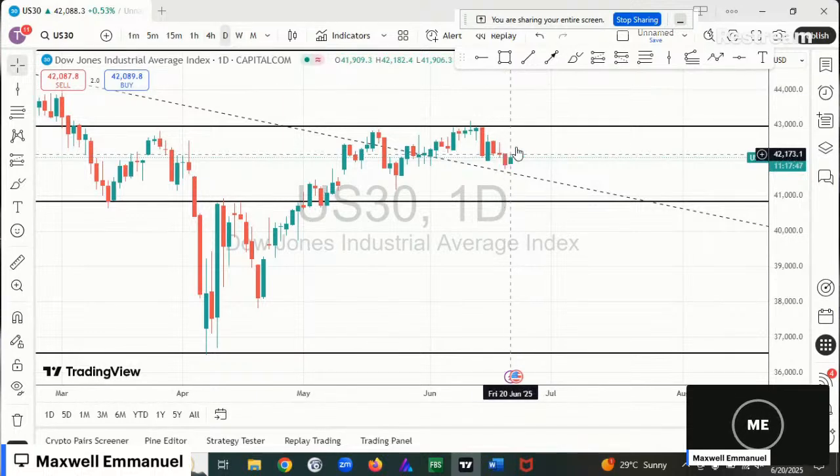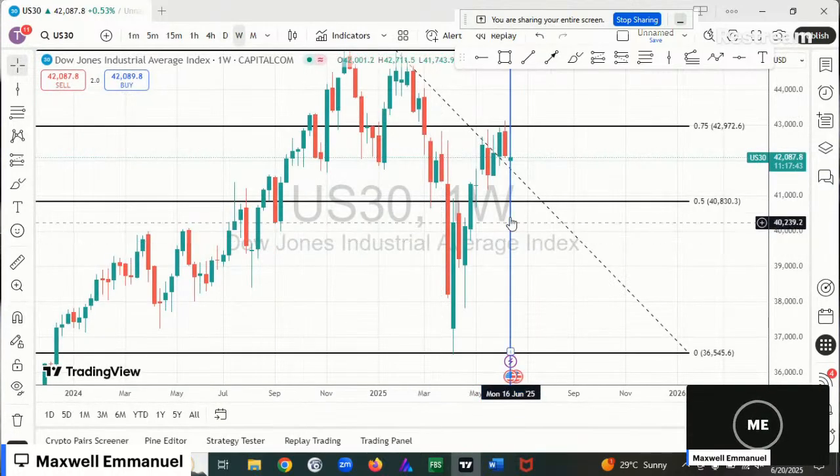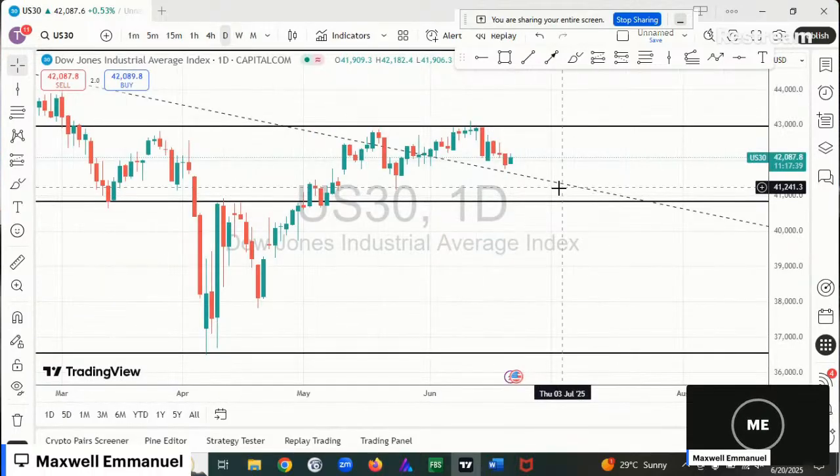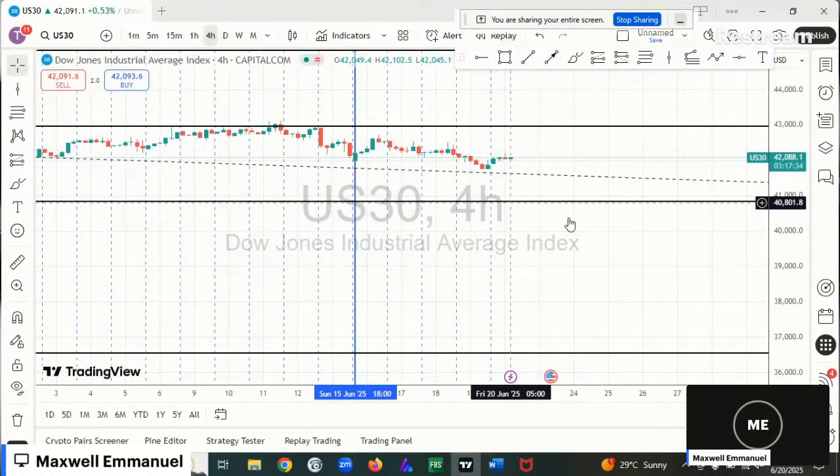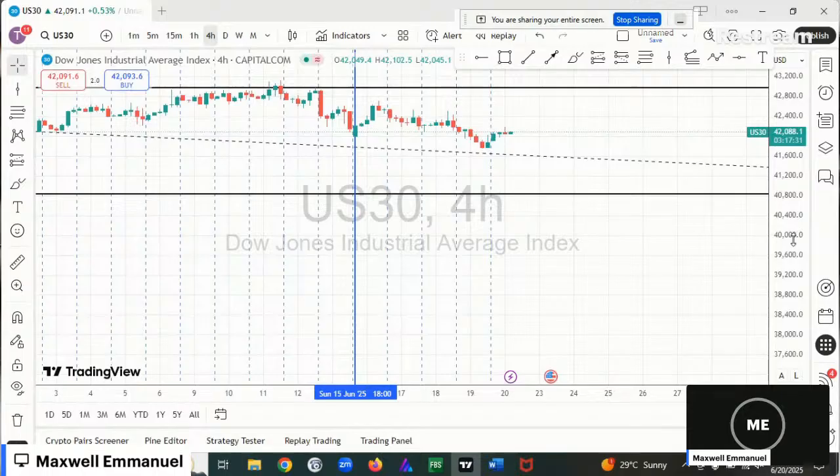Okay, let me go back to the weekly. So after last week, let's see what we had on a daily. And let's go down to 4 hour. So you can see on 4 hour, a fair value gap was created.